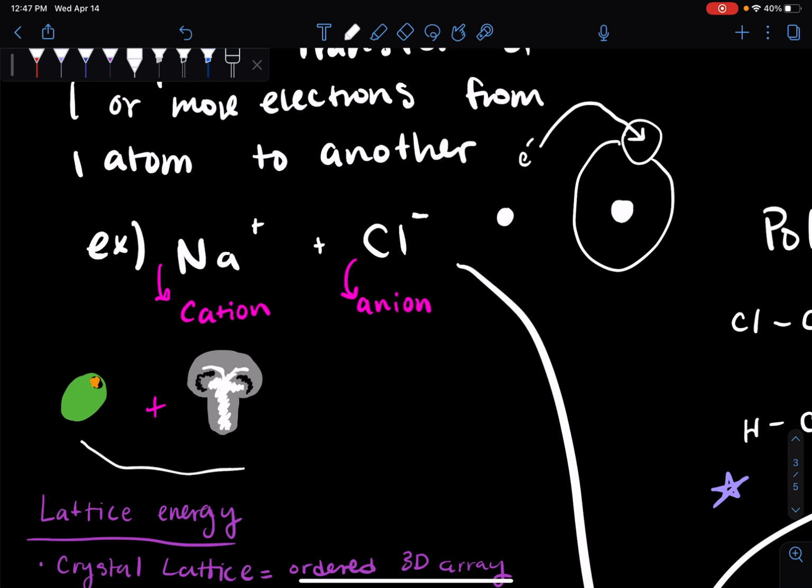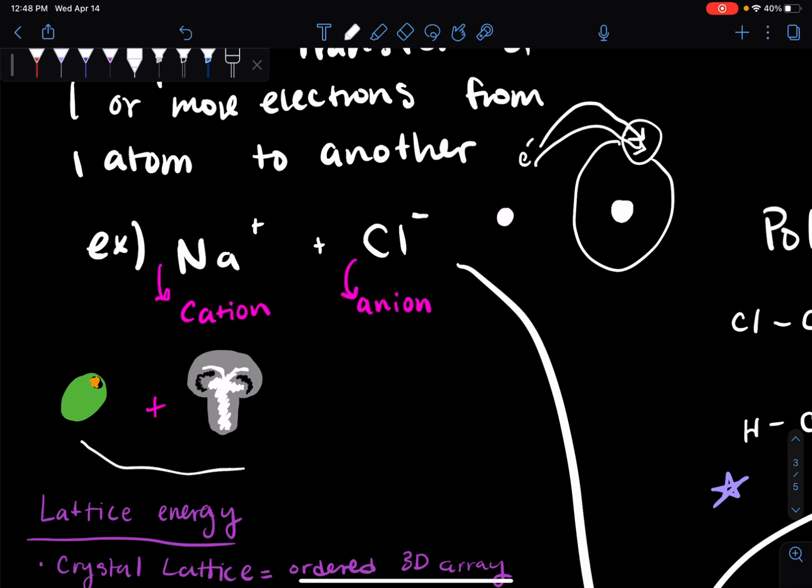Anyways, so once the atom gives away the electron, it's going to be slightly positive charged because it has one more proton than it does electrons. And conversely, this chlorine atom will become negatively charged because it has one more electron than it does protons. That means it's called a cation and an anion.